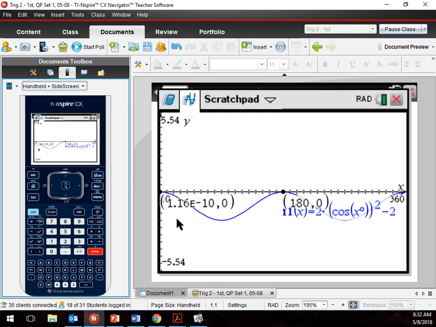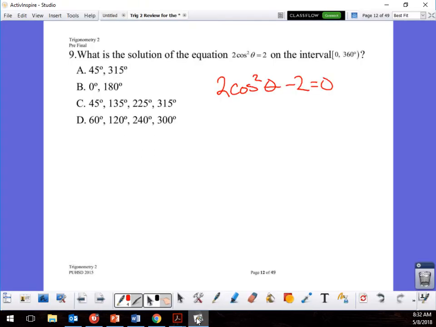That means that is 116 with 10 zeros in front of that. So it's a decimal point, 10 zeros. It's a very, very small number. It's implying that it is 0. So my two answers here are going to be 0 and 180. My answer is B.